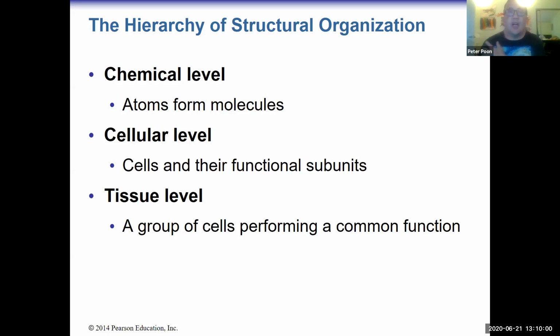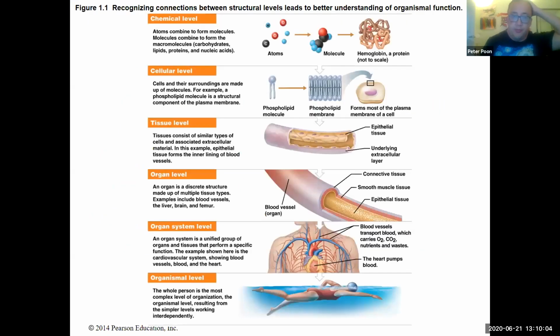So, the hierarchy of structural organization. Here are the structural organizations. I'm going to cover the previous couple of slides on this slide. Atoms form molecules. Molecules form bigger molecules. So here's hemoglobin. These bigger molecules come together to form cellular components, and ultimately a cell.